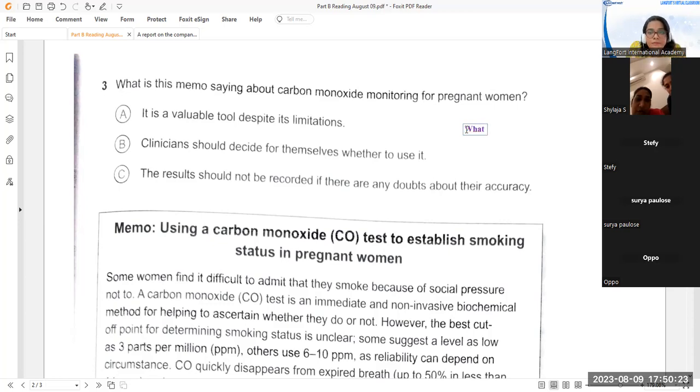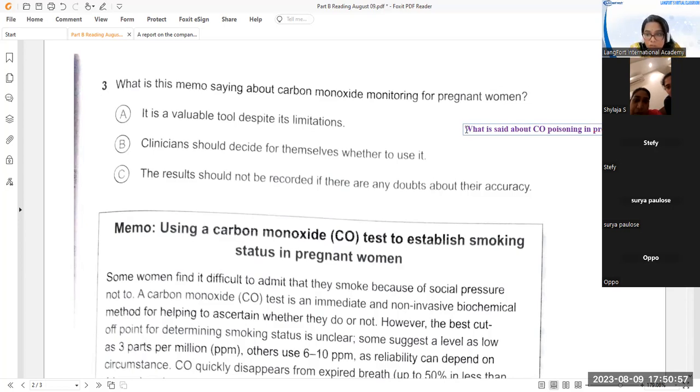Tell me, Surya, go ahead. The carbon monoxide monitoring for a pregnant woman. So what is told about that, right? Correct. What is said about carbon monoxide poisoning in pregnant women? So what exactly is said about carbon monoxide poisoning in pregnant women?